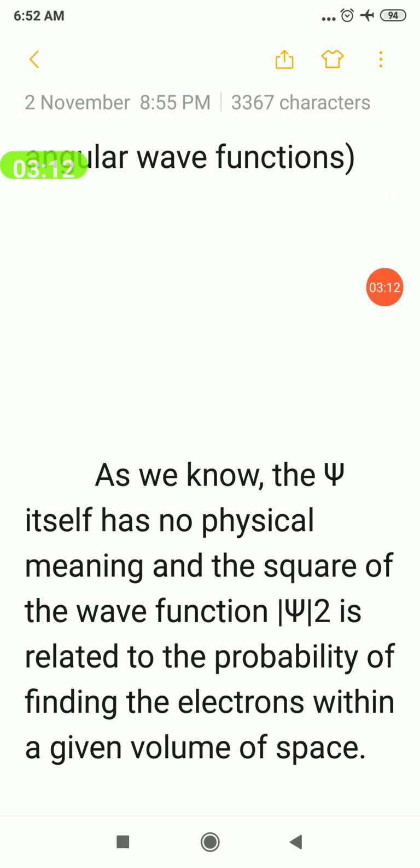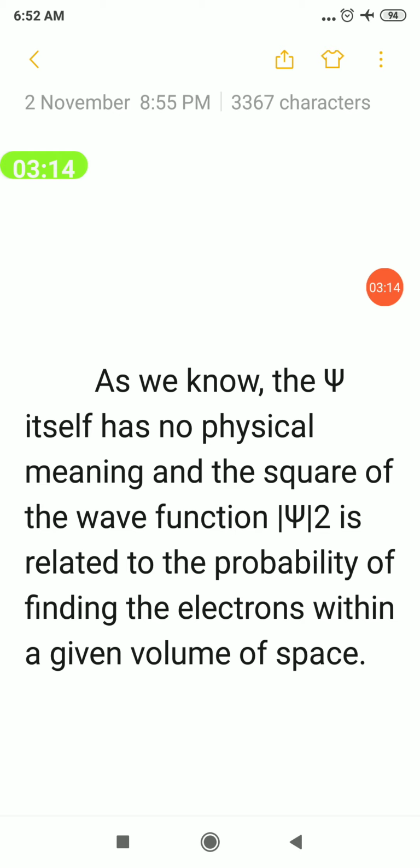Yes. Okay, and in the quantum mechanical model we saw that there is no physical meaning for psi. Psi ku endha oru physical meaning me kedaiyadu. It is just a wave function. But the square of psi, that is psi square, is called probability density. Probability of finding the electron within the given volume of space, that is psi square. Probability density means the possibility of finding the electron within the given volume of space. Okay?